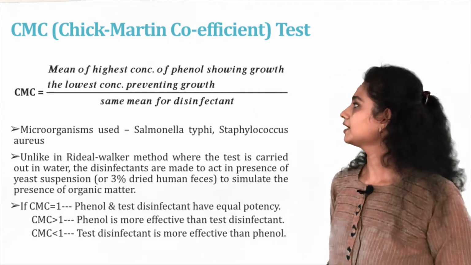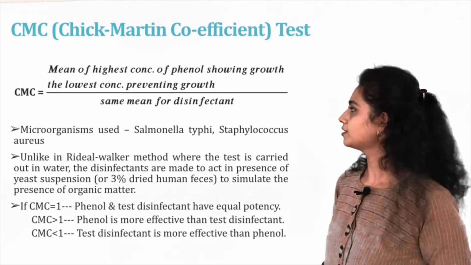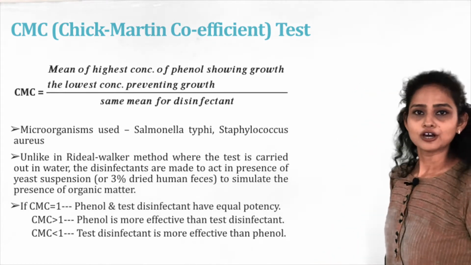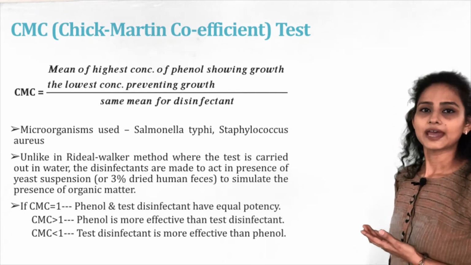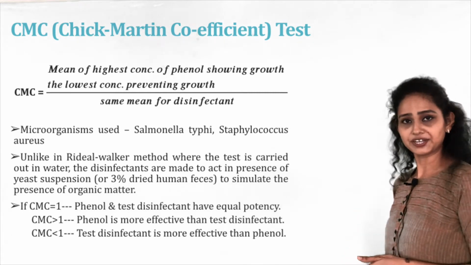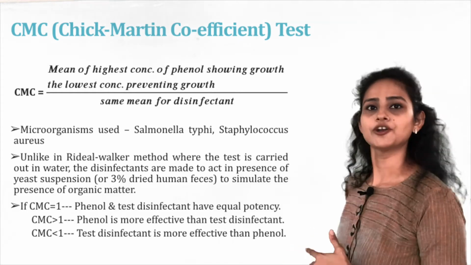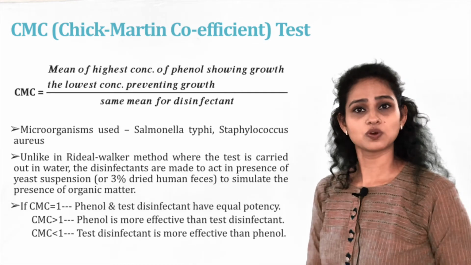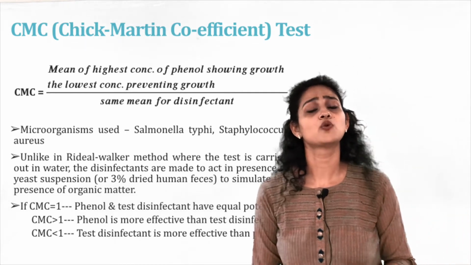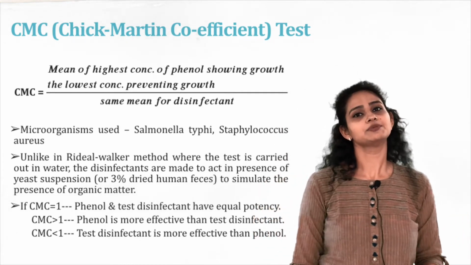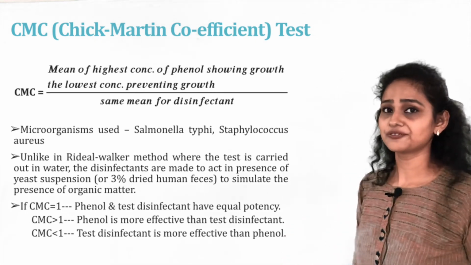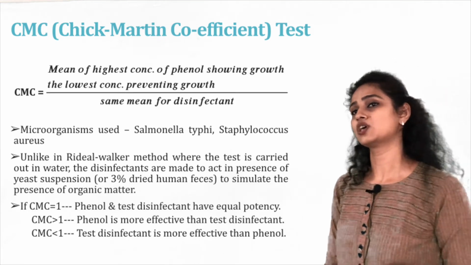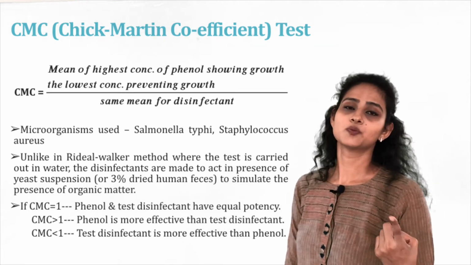If we look at the equation of CMC, then CMC is equal to the highest concentration of phenol showing growth and the lowest concentration preventing growth, divided by the same for disinfectant. So, if your CMC value is equal to 1, that means again phenol and disinfectant both are equally potent. If CMC is greater than 1, which is more effective? Phenol is more effective, and if CMC is less than 1, that means your disinfectant is more potent.